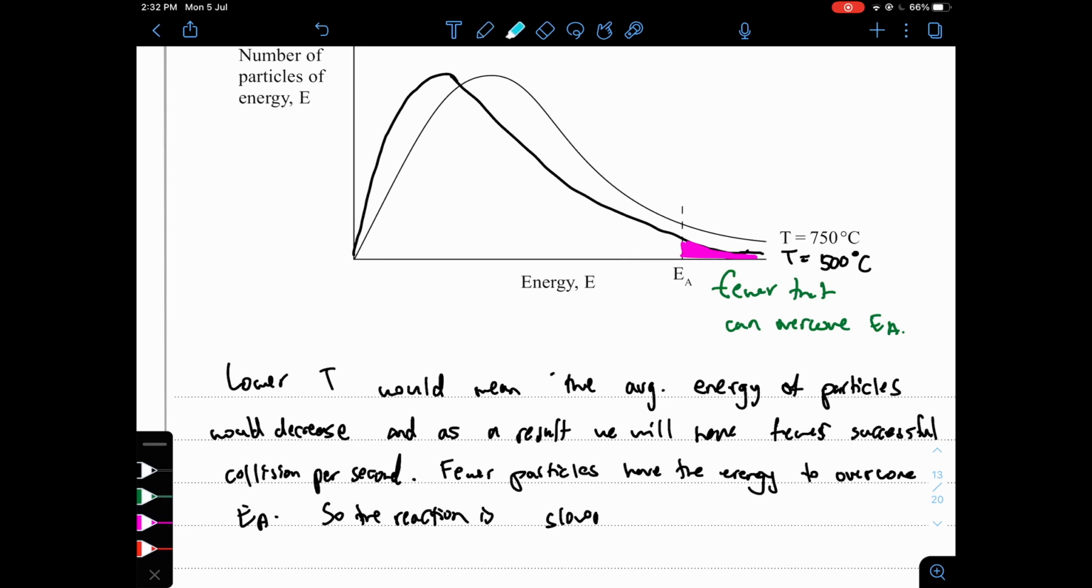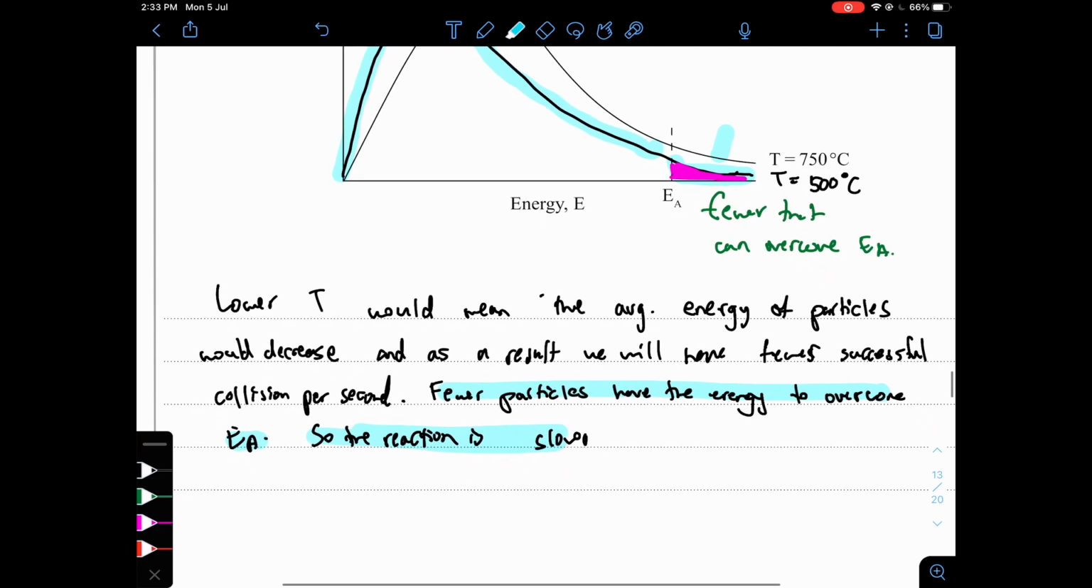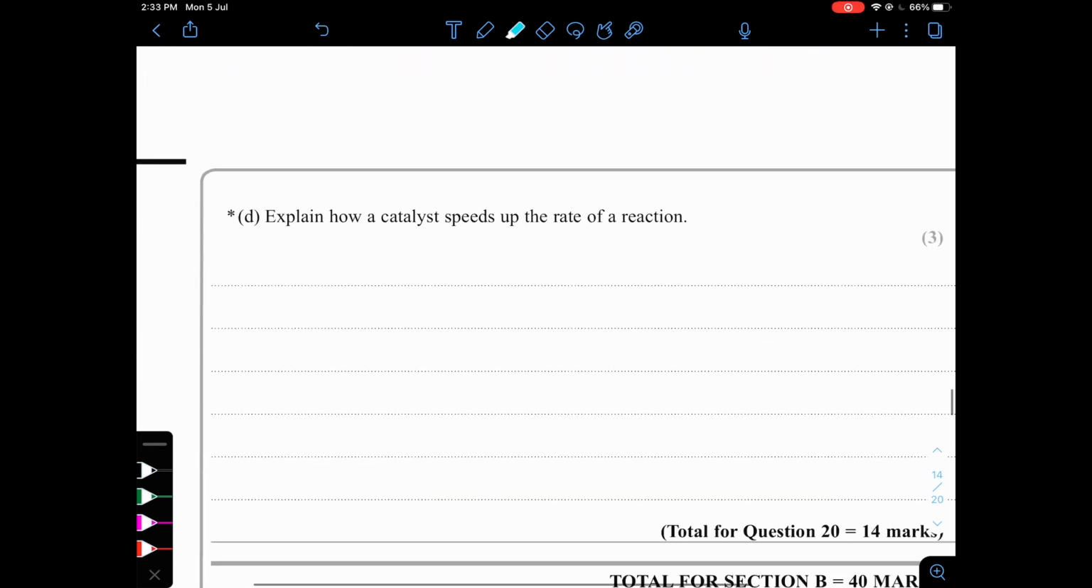So what are the marks? The marks are: 1 mark for the diagram, that it's lower than this, 1 mark for the shift in the peak, and 1 mark to say that the reaction rate is slower. So if I put here, the reaction rate is slower due to there being fewer particles that have enough energy to overcome EA, and that's because we have fewer collisions per second. So we have to state all of that. Alright?